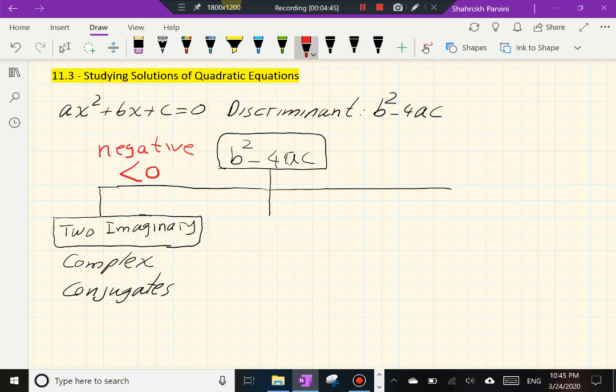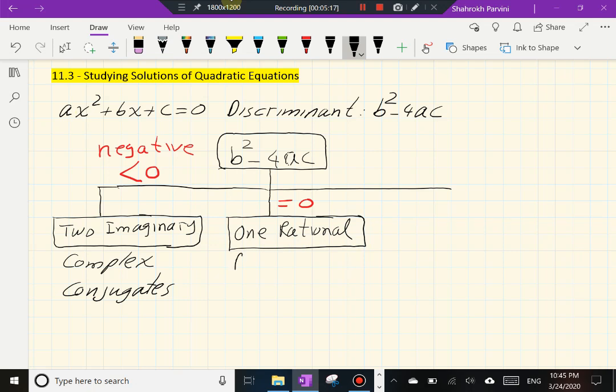Now, if the quadratic equation has a discriminant that is 0, if it's equal to 0, then here is a case where we're going to have one rational solution. And because all quadratic equations have two solutions, we're going to count this one rational solution twice. So we're going to call this a repeated solution. And I will explain why it's called repeated in a different example.